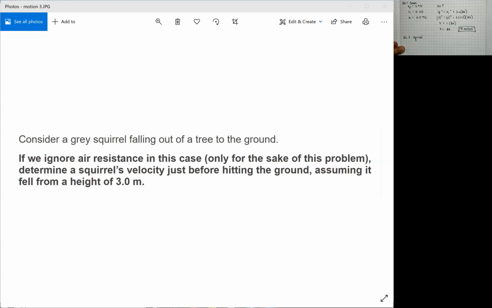The squirrel is in the tree, so we know that the squirrel is starting from rest. So I can put that my initial velocity is 0 meters per second. It fell from a height of 3 meters, so my displacement is 3 meters. And it says determine a squirrel's velocity just before hitting the ground. So I am looking for a final velocity. Now, it looks like there's one piece of information I'm missing, but I'm not really missing it. They're just not going to tell me.